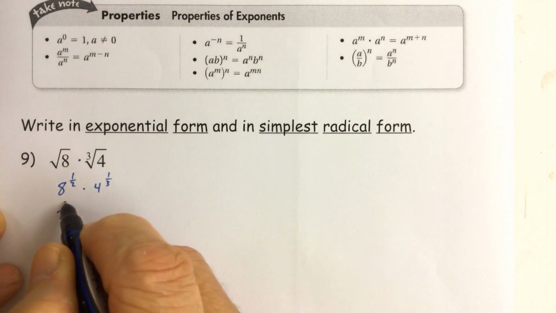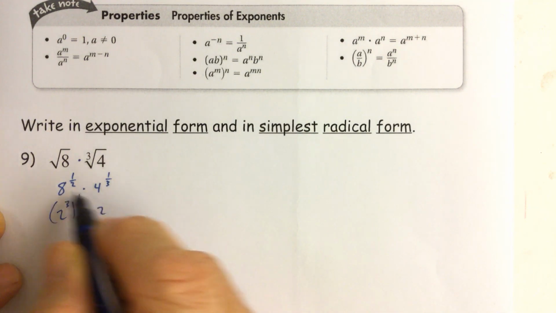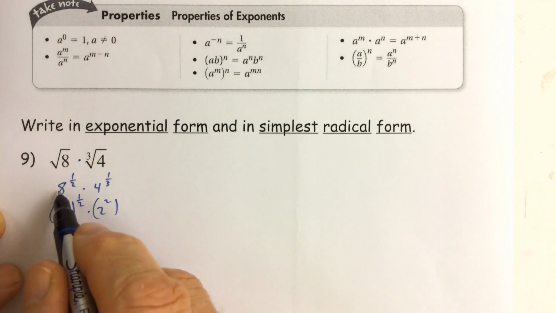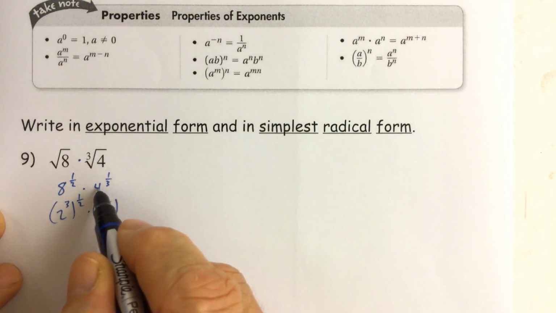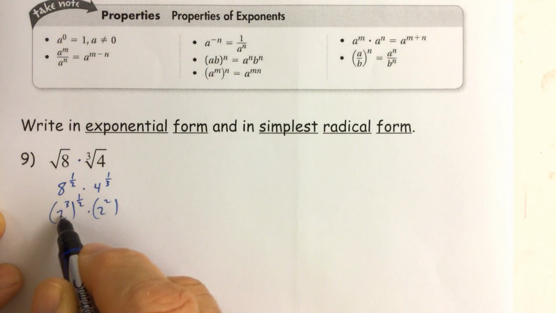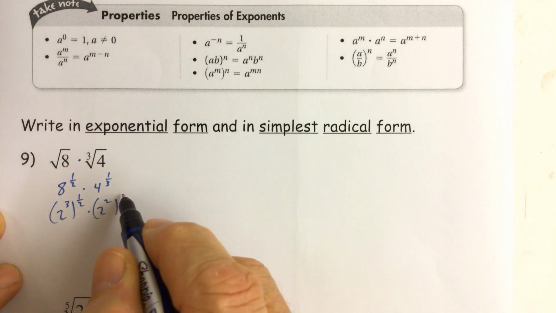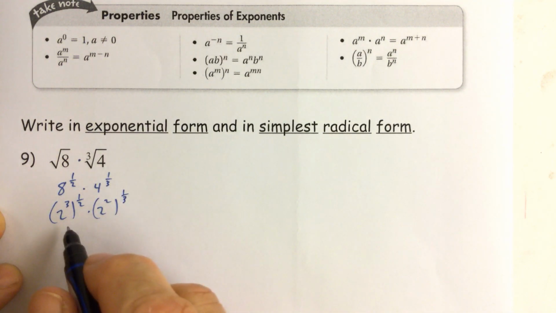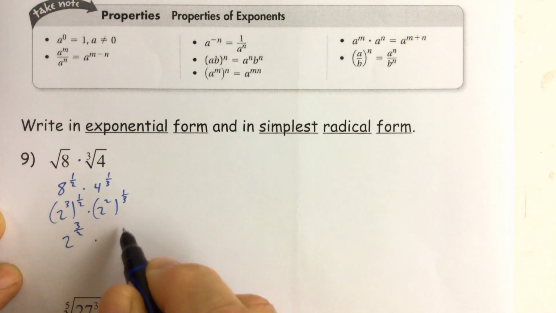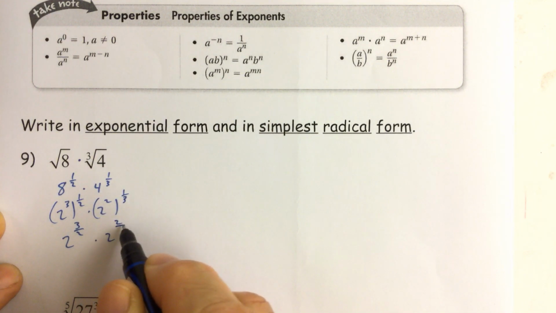Normally when you see a problem like this, you'll be able to write both of the bases as a power of the same number. So when I say that, I mean 8 can be written as 2 to the 3rd, and 4 can be written as 2 squared. Since 8 was raised to the 1/2, 2 to the 3rd will be raised to the 1/2. 4 being raised to the 1/3, 2 to the 2nd power is raised to the 1/3. And now we can write that as 2 to the 3 times 1/2, that's 3/2. And here we have 2 to the 2 times 1/3, which is 2/3.